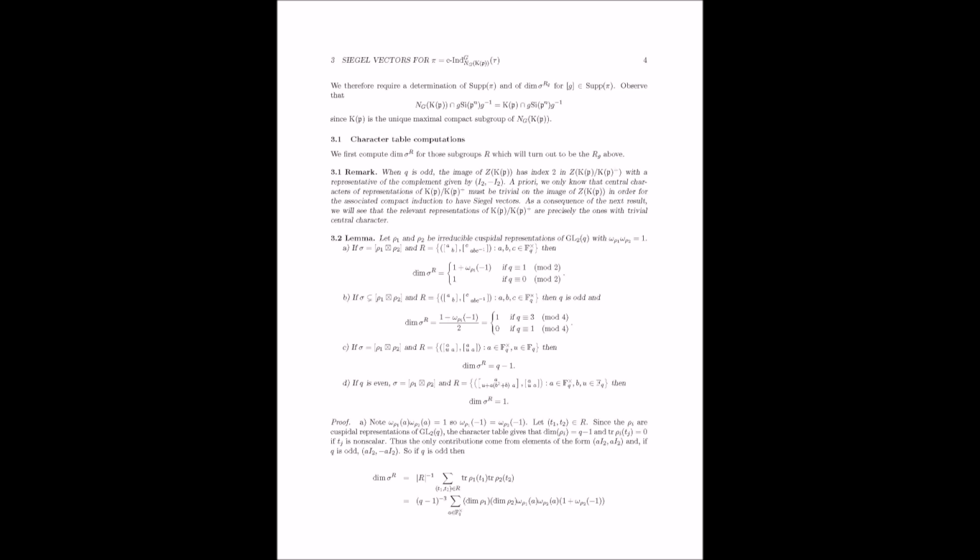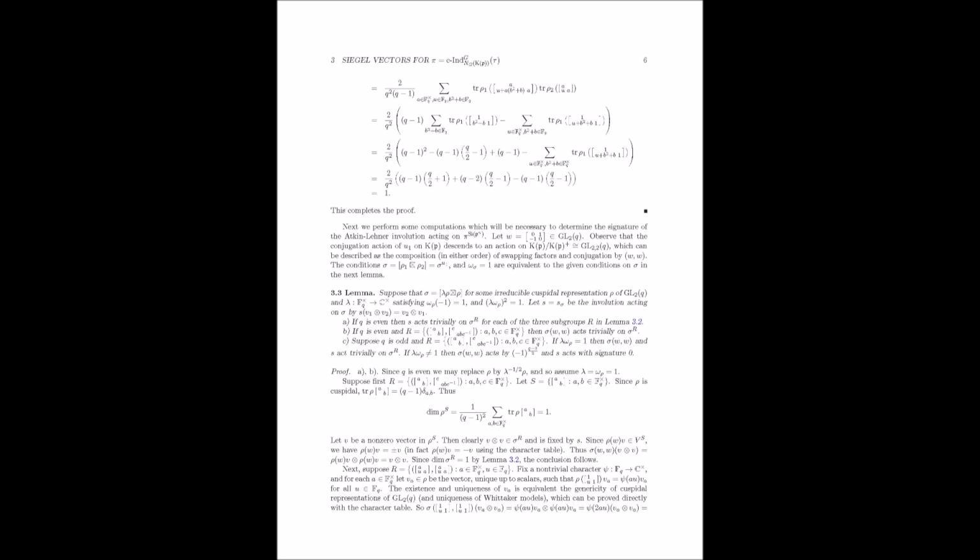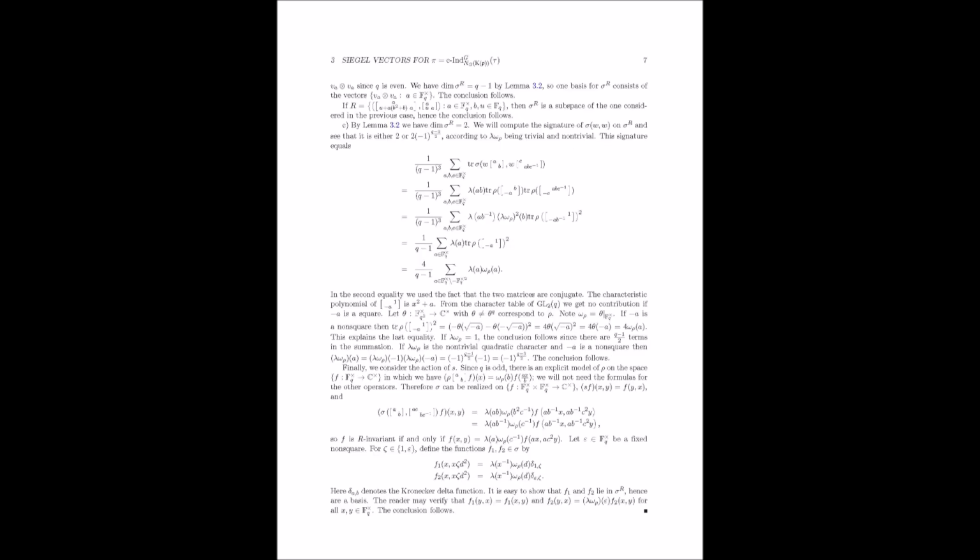Right. And that brings us to the signature of the involution. Theorem 6.2 gives us a formula for the signature of this Atkin-Lehner involution on the space of fixed vectors. This feels like the culmination of all our work. It is. The theorem separates things based on whether n is even or odd, because the involution behaves differently in those two situations.